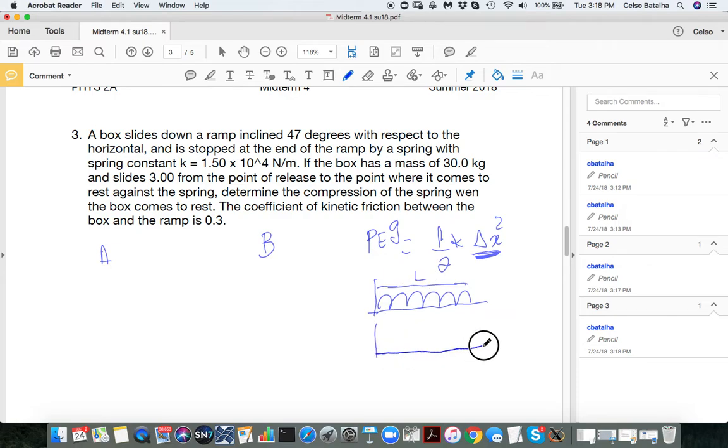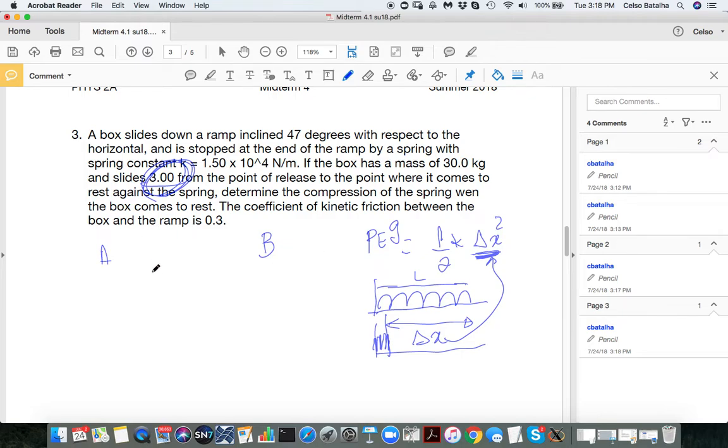And then you compress the spring. So this compression is del X. This is del X, okay? So this quantity is what goes in there, not the length of the spring, and certainly not the length upon which this box goes down.